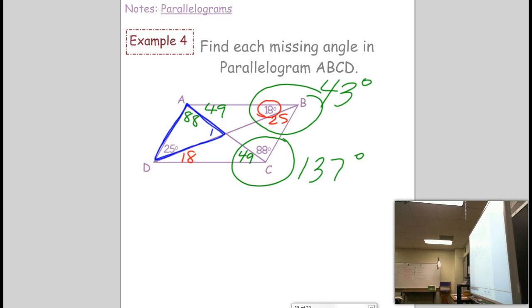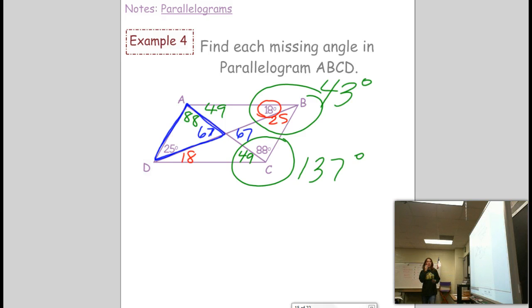88 plus 25 minus 180. Perfect. That angle's 67. And then we remember something called, starts with a V, vertical angle, 67, 67. Woo, we're finding every single angle.